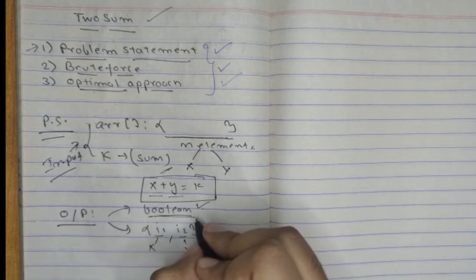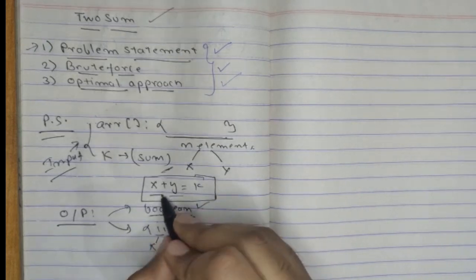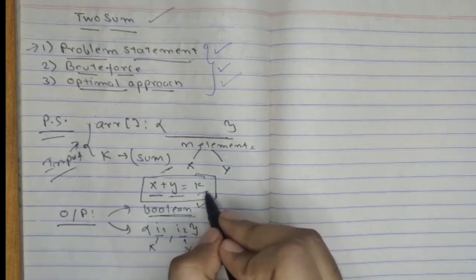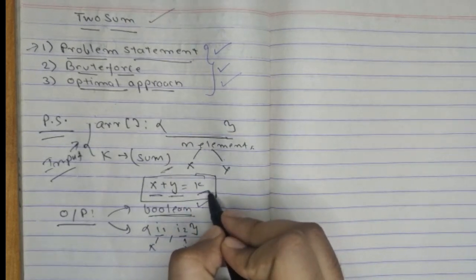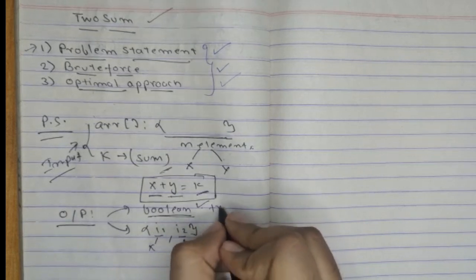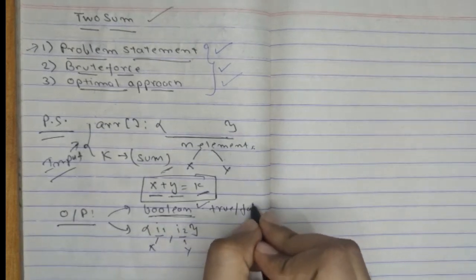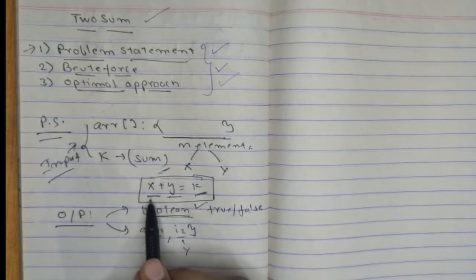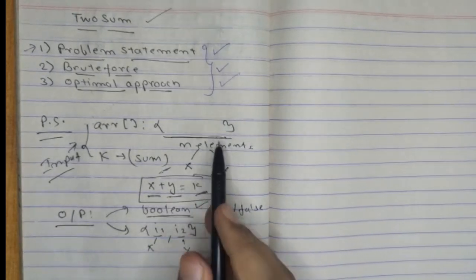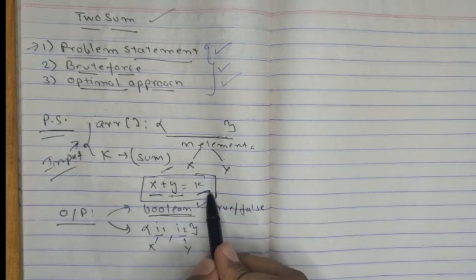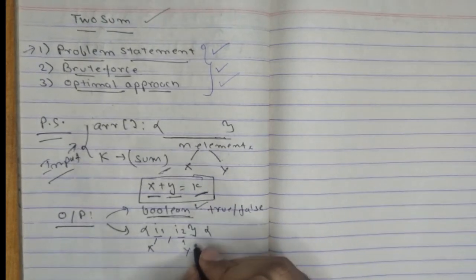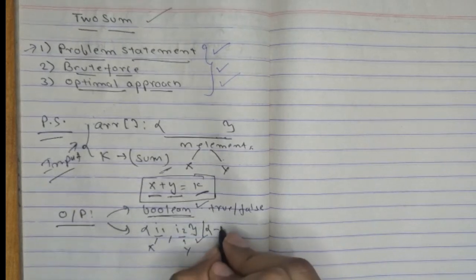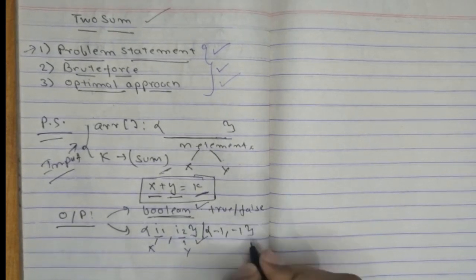So in this type of problem, if there exist two values x comma y in the array whose sum is equal to the value k which is given in our input, then we have to return true, else we have to return false. And here, if there exist two values x comma y inside the array whose sum is equal to k, then we have to return the pair of indexes I1 comma I2, or if they are not present, then we have to return simply -1 comma -1.